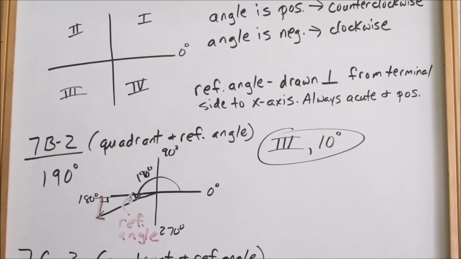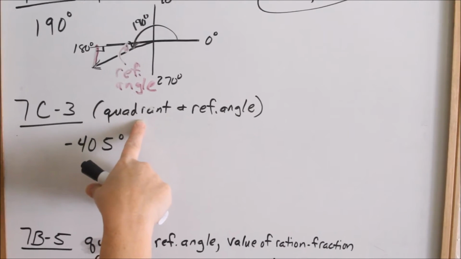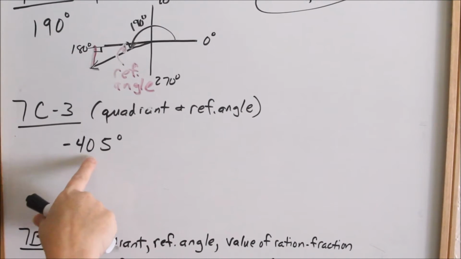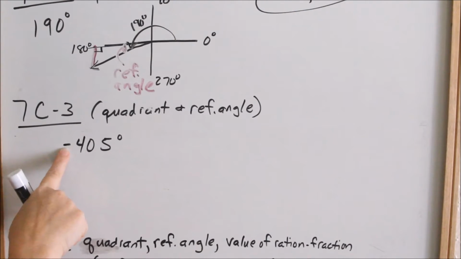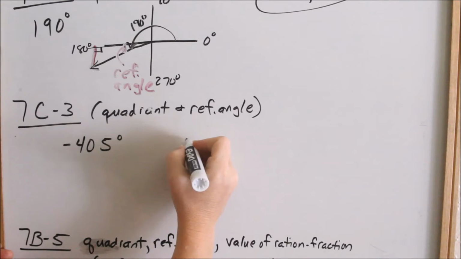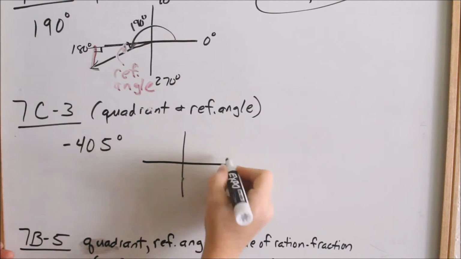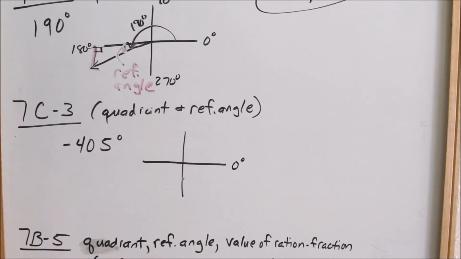Okay, let's look at 7C3. Same thing. They want to know what quadrant you are in and what is the reference angle. Here you have negative 405 degrees. What does this negative in front mean? This negative tells you the direction you will rotate. When your angle is negative, you are rotating in the clockwise direction. So here, draw your quadrants. 0 degrees is always the same place.